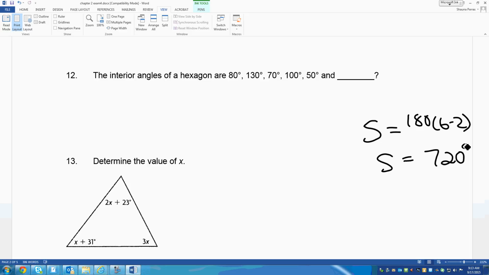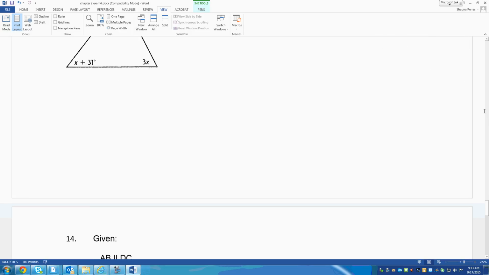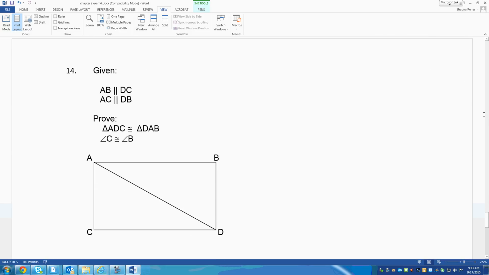Okay? Question 13, I think went fairly well. If anything happened, it was minor mistakes in combining x's or combining numbers. Okay, but overall I thought it went very well. 14, the last question. Okay.